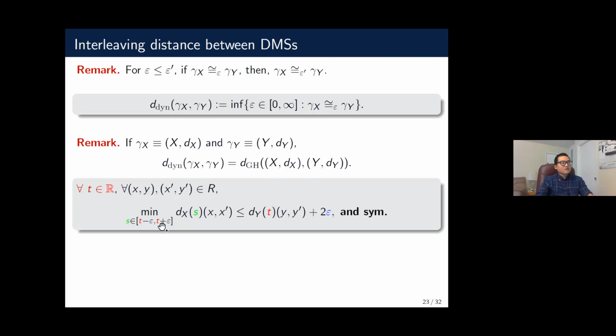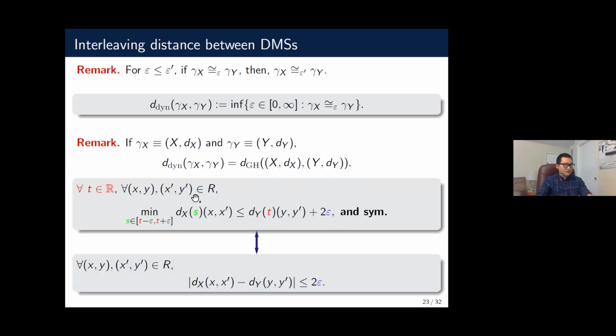So remember that this was a condition we saw in the previous slide. If gamma x and gamma y are constant dynamic metric spaces, we can get rid of all these time-relevant terms, these colorful things. Then we end up with this simpler condition. For every pair xy, x prime, y prime in R, the distance difference is upper bounded by 2 epsilon. And this is exactly the condition we need to claim that the Gromov-Hausdorff distance is upper bounded by epsilon.